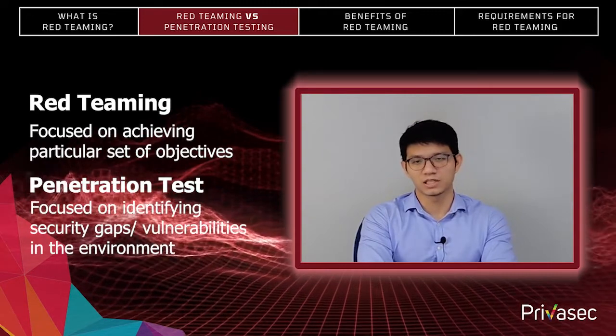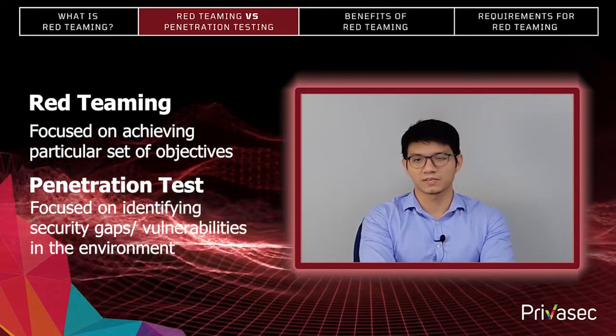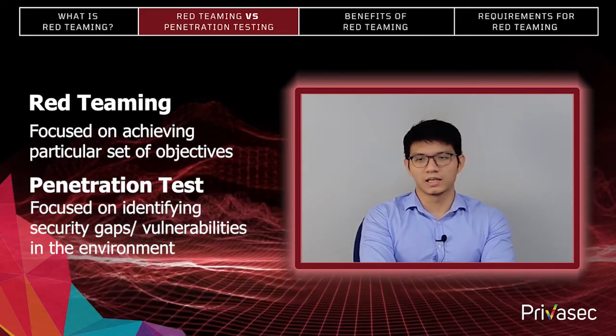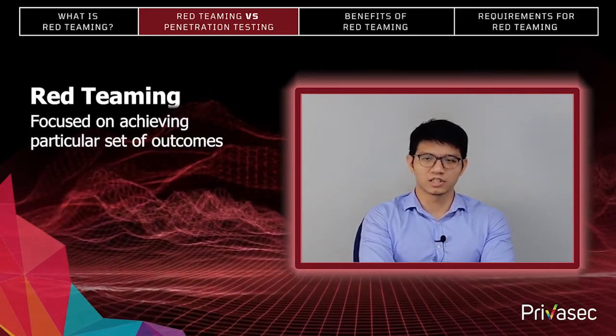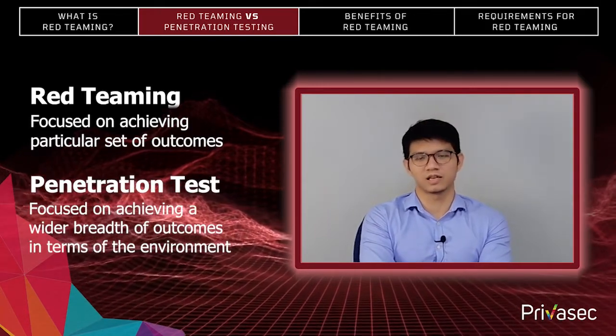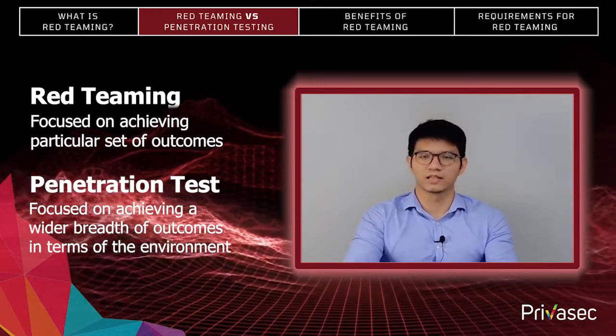Whereas a penetration test focuses on identifying as many security gaps and vulnerabilities within the environment, and at the same time, red teaming focuses on achieving a particular set of outcomes, whereas a pen test aims to achieve a wide breadth in terms of your entire environment. Let's give an example over here.